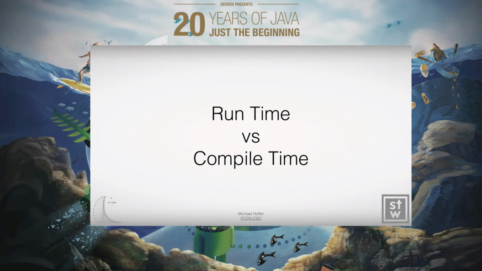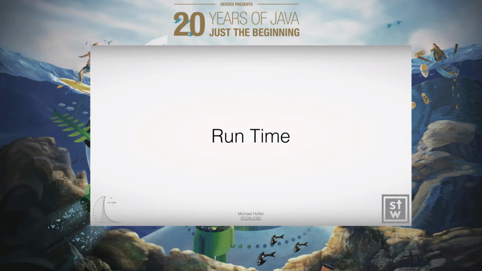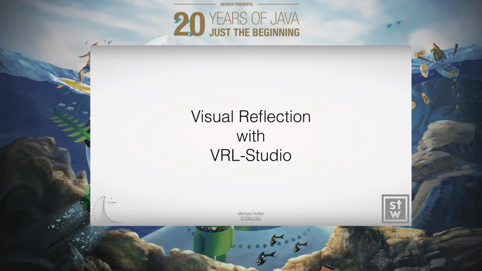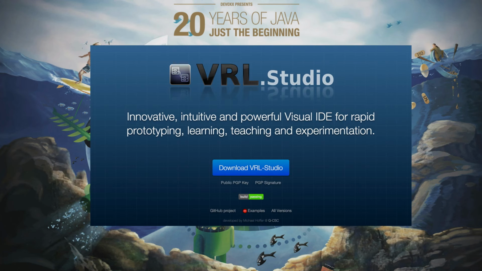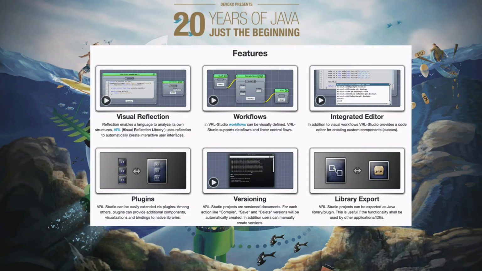So there are two approaches. You can do visual programming at runtime or at compile time. Doing it at runtime is a nice thing. It's basically something like a visual shell, maybe. So with VRL Studio, which is a really nice experimental, innovative IDE for prototyping and also learning, you can do visual reflection, so you give it source code and it will instantly create a user interface for you. And you can define workflows, and of course you have an integrated editor with syntax highlighting and plugin system and so on.